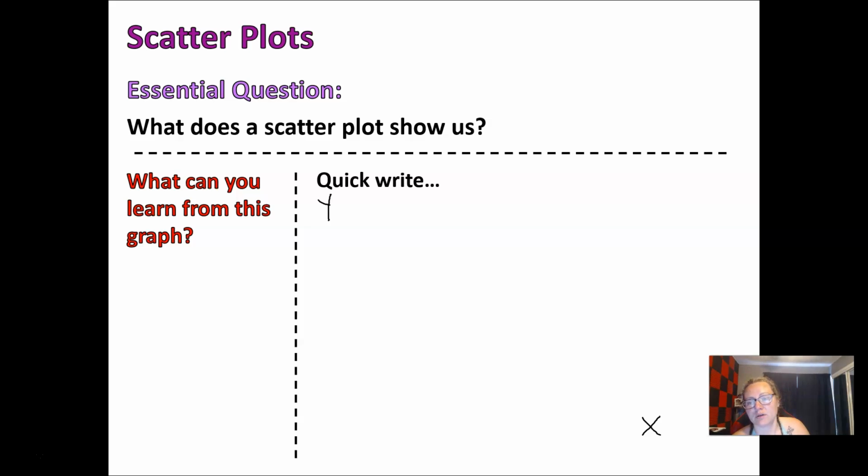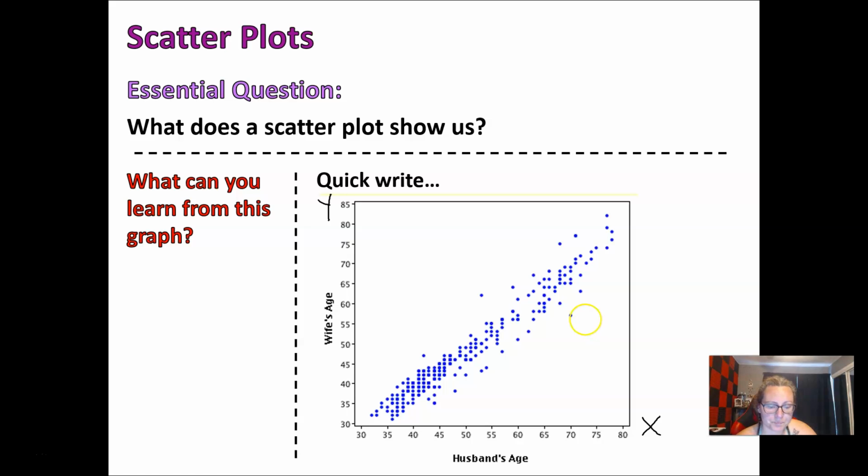So what can we learn from a scatter plot? What does our graph show us? So this is a scatter plot. It's a graph where all your data are a bunch of points. It looks like scattered. That's kind of where it gets its name. Just a reminder, down here, this is the x-axis. Here, this is the y-axis. And then you'll find labels about what each axis represents.